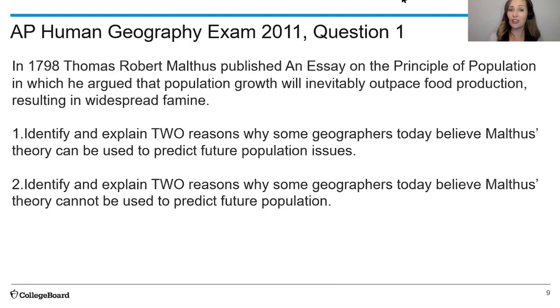This is an important skill that you're building in this course. So it says, in 1798, Thomas Robert Malthus published an essay on the principle of population in which he argued that population growth will inevitably outpace food production, resulting in widespread famine. So they give you his theory right there in the question.